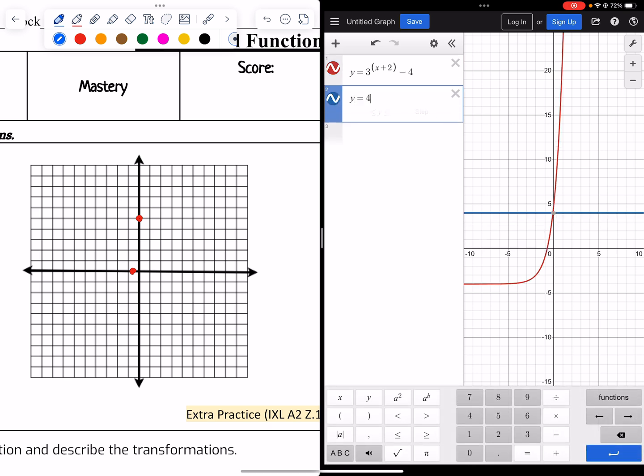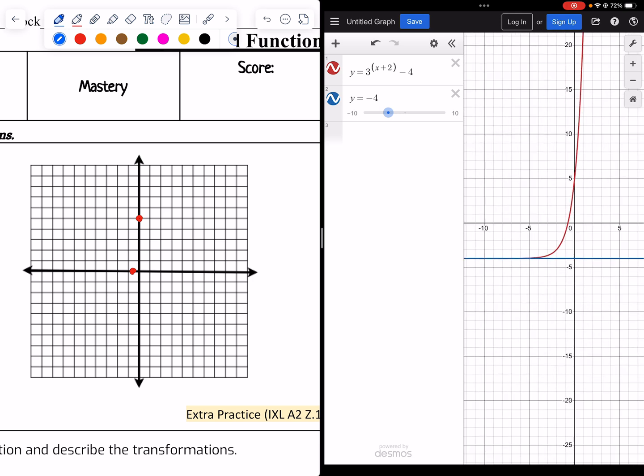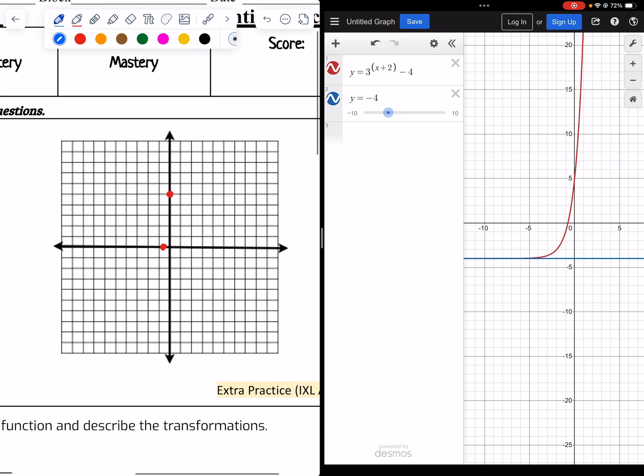So I'm just going to type y equals negative 4 because it went down. So you can see that does make sense with my graph. So I know I have an asymptote at y equals negative 4. So what I'm going to do is highlight that line so I don't cross over it when I sketch my graph. So 1, 2, 3, 4 down. I'm going to highlight that imaginary line that I don't want my graph to go past when I'm drawing my exponential function. And then I'm going to sketch it like that.